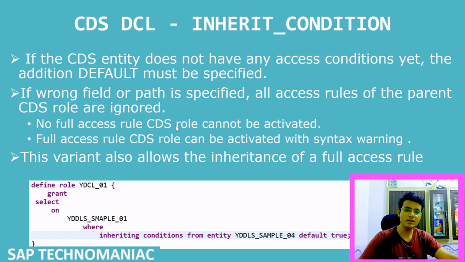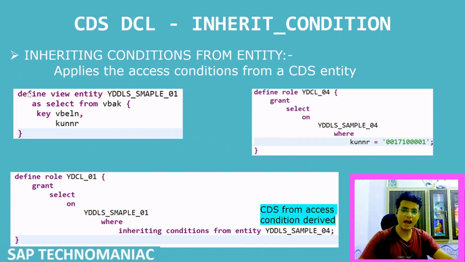Suppose I have full access control, and there is already one DCL for this particular CDS entity which is granting the entire access. In that case, what will happen?